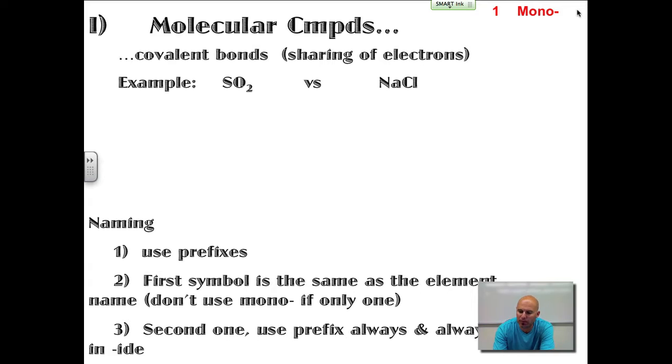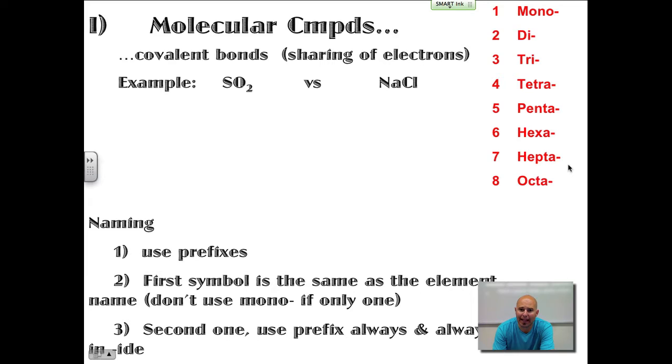1 is mono, 2 is di, 3 is tri, 4 is tetra, penta, hexa, 7 is hepta, 8 is octa, 9 is nona, and 10 is deca. So these are your prefixes. So again, if we look at the example I had before, CO versus CO2.